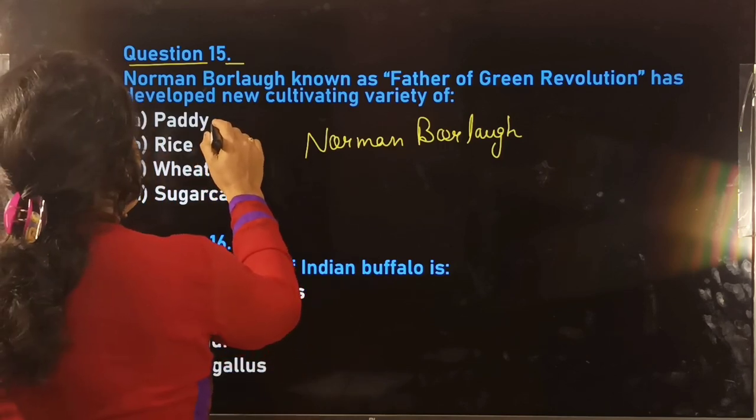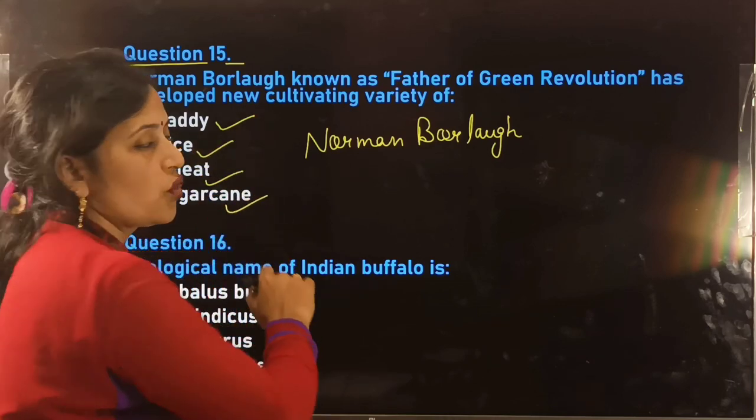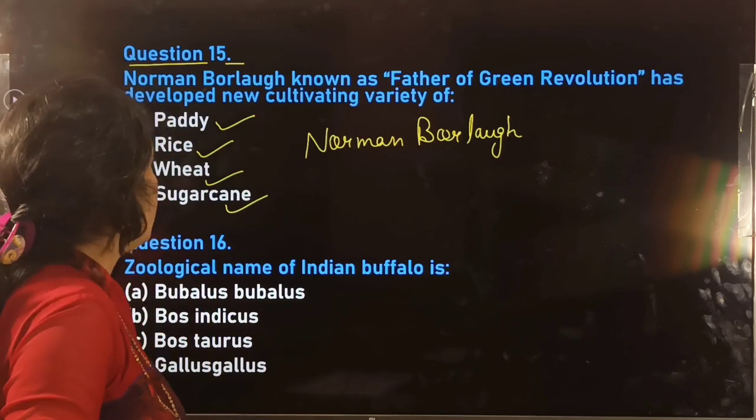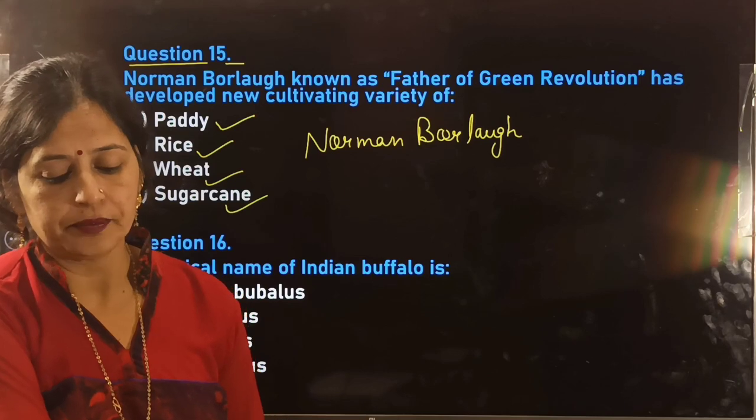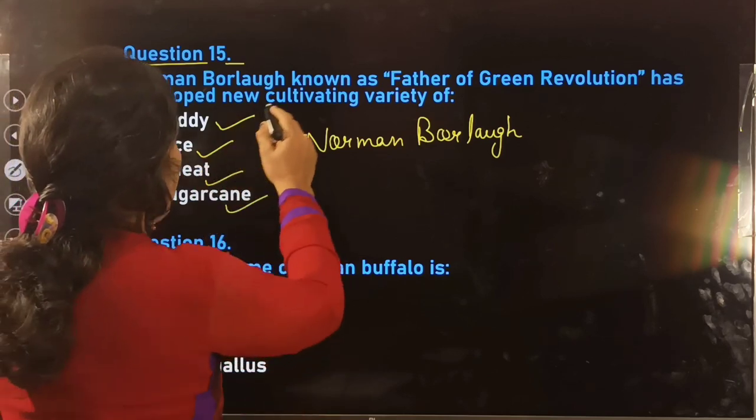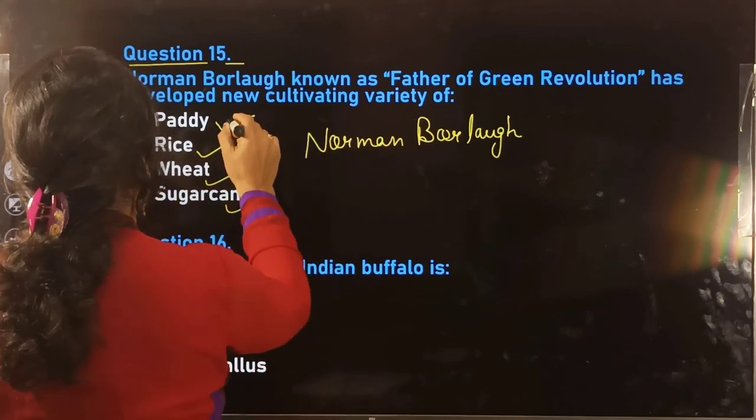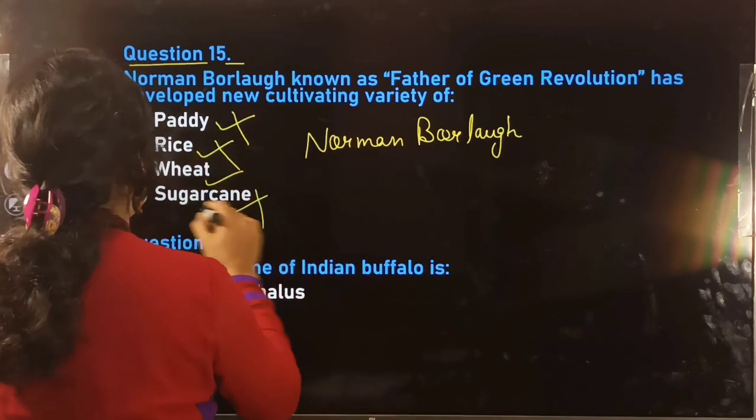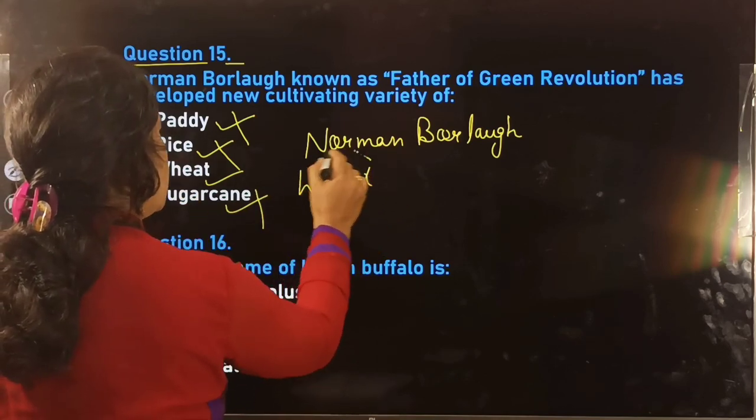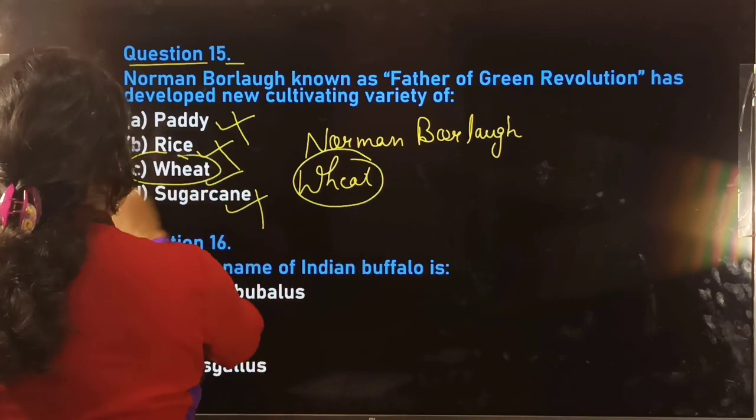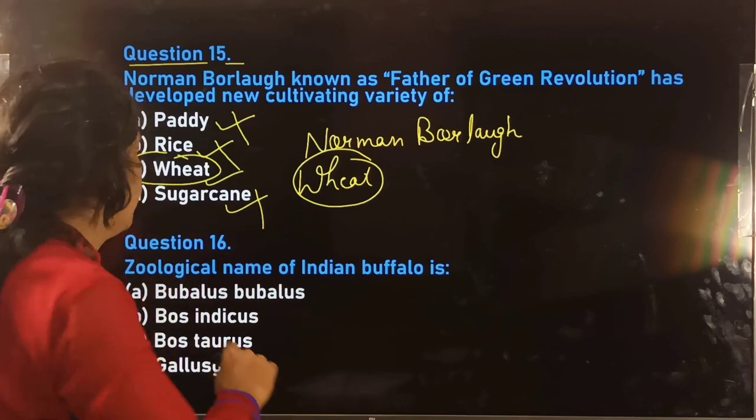Norman Borlaug, known as father of Green Revolution, has developed new cultivating varieties of A, paddy, B, rice, C, wheat, and D is sugarcane. So out of these four options, which is the correct option? He developed new cultivating variety of not paddy, not rice, and even not sugarcane, but developed the new variety of wheat. So your option C is the right answer for the question number 15.